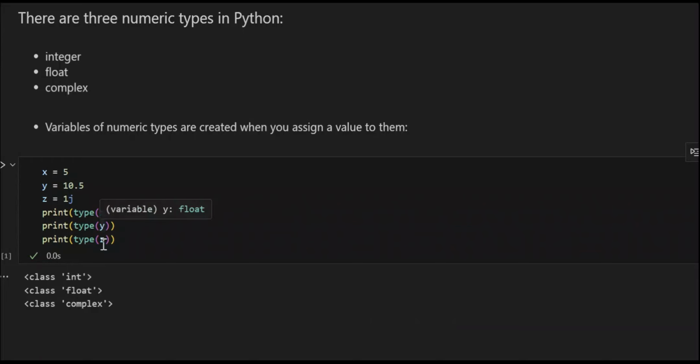So here x becomes int, because 5 is a whole number. Here y becomes float because 10.5 includes a decimal. Z becomes a complex number because it carries both the alphabet and the numeric.